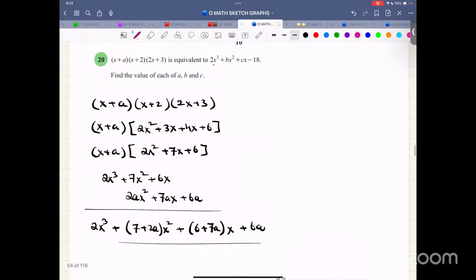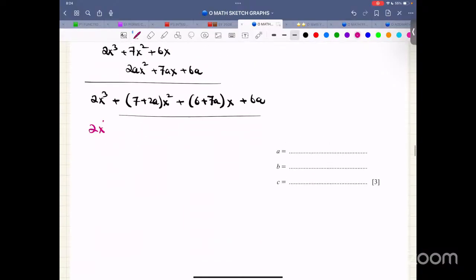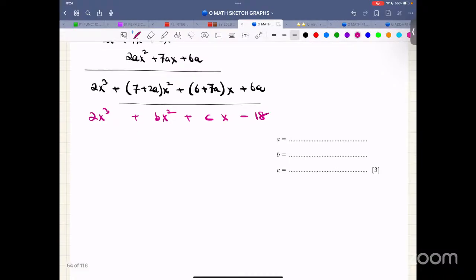Underneath it, write this: 2x cubed, 2b, c, and negative 18. Now, when I compare each one, the first one, this 2 and 2 are the same. Nothing to do over here.